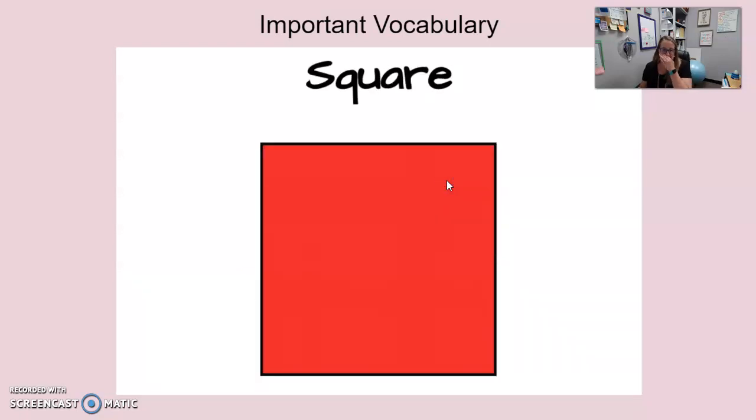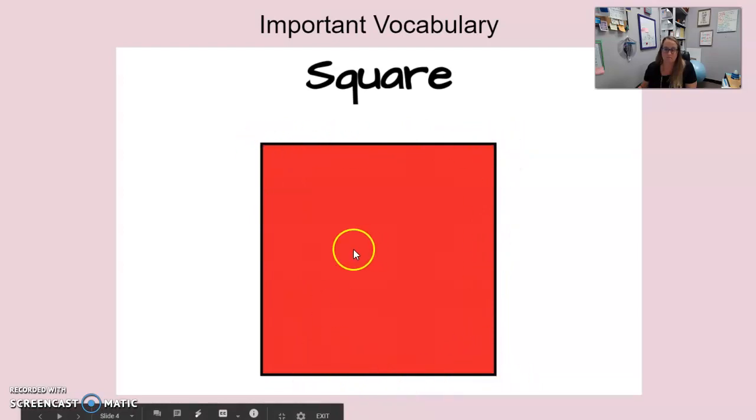Our next word is square. Now remember, a square is a very special shape. So let's talk about the attributes of it first. So it is a flat 2D shape. It has 1, 2, 3, 4 sides. All of the sides are the same size. That's a really important thing to know for a square. So it has 4 sides that are the same size, and it has 4 vertices.